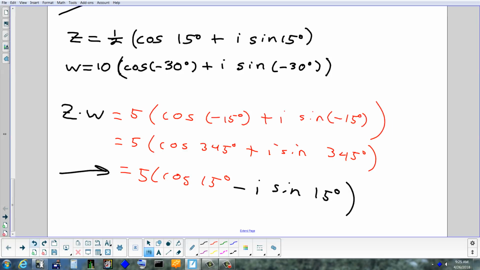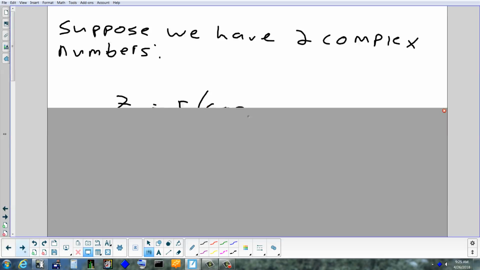Okay, but that's all I was going to do for multiplication. So any questions on how to multiply two complex numbers in polar? Just multiply the radii, add the angles, you're done. Okay, let's look at division.